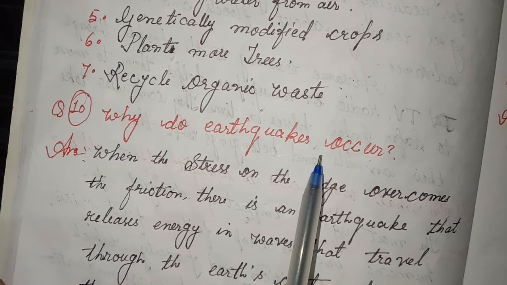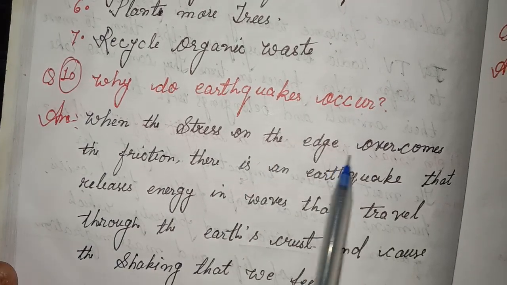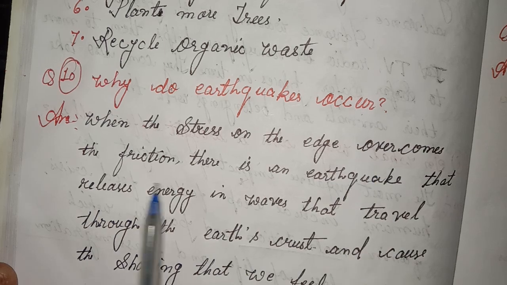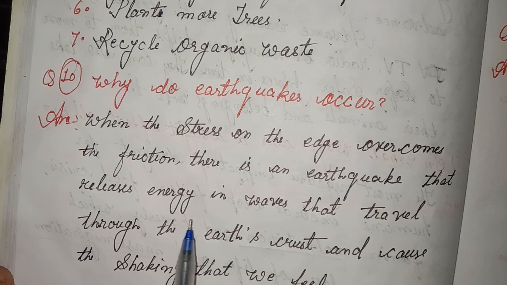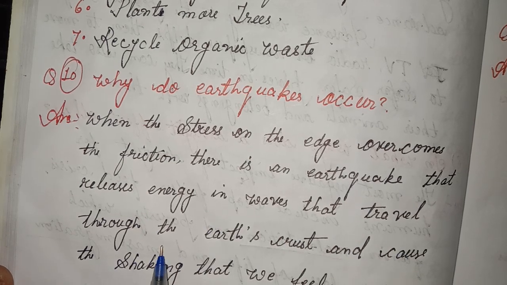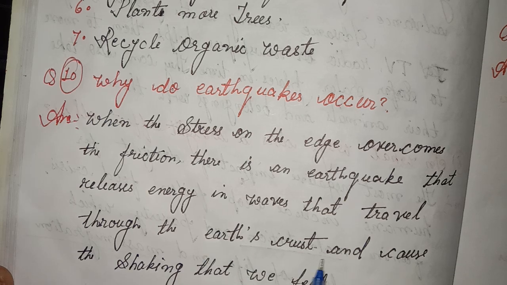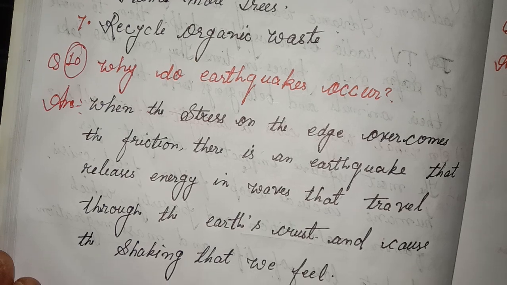Ten. Why do earthquakes occur? Answer. When the stress on the edge overcomes the friction, there is an earthquake that releases energy in waves that travel through the earth's crust and cause the shaking that we feel.